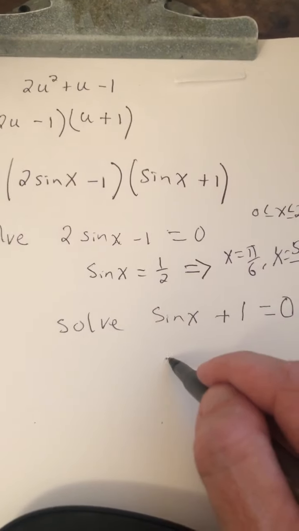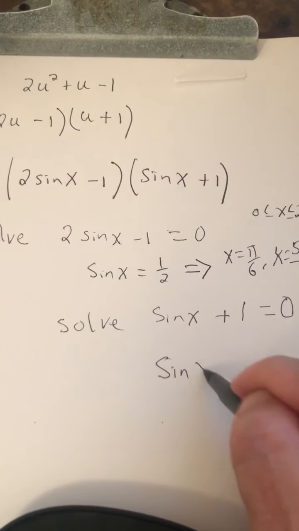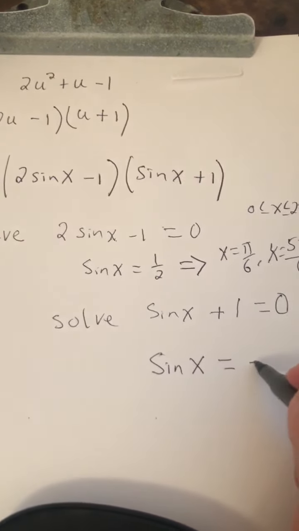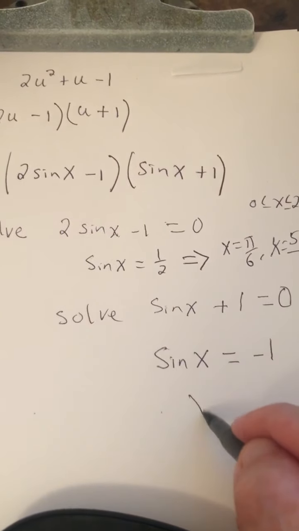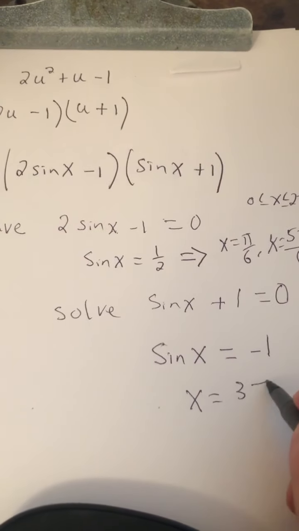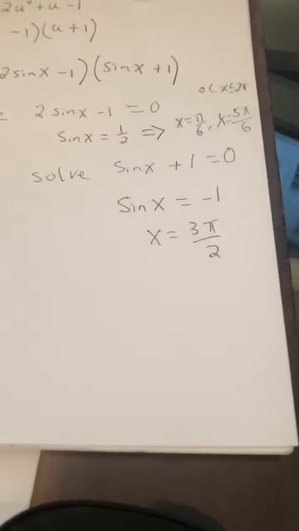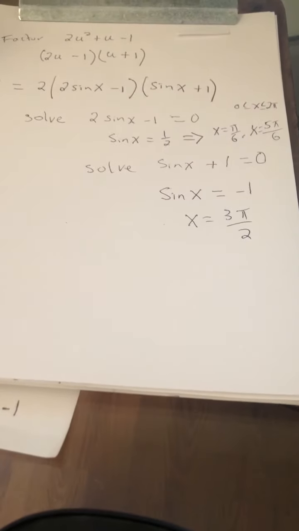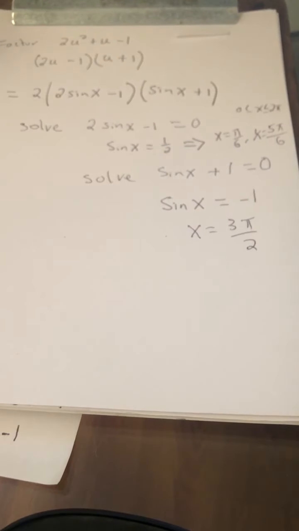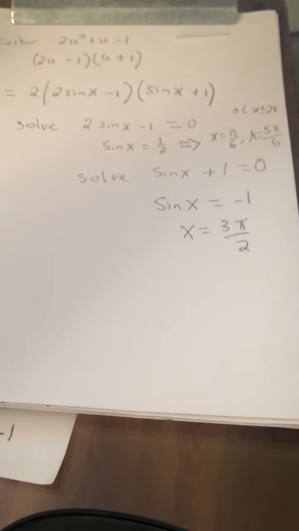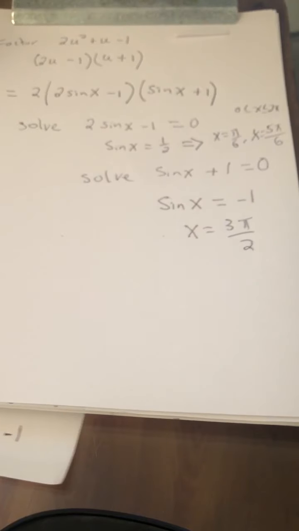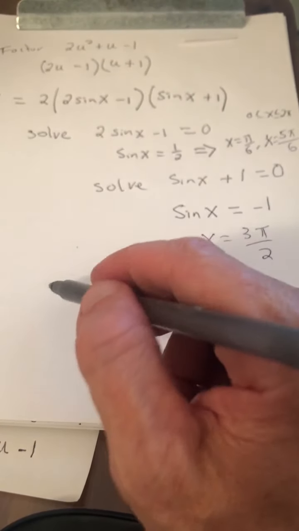Sine of x plus 1 equals 0. Well, that amounts to saying sine of x is equal to -1. So that gives us x is equal to 3 pi over 2. So we found the potential points of inflection. Now, remember, a point of inflection happens whenever the second derivative changes from positive to negative or negative to positive.